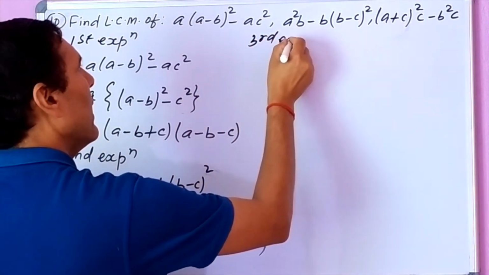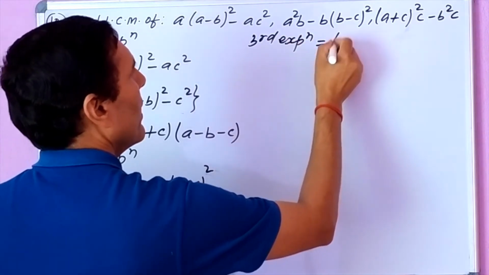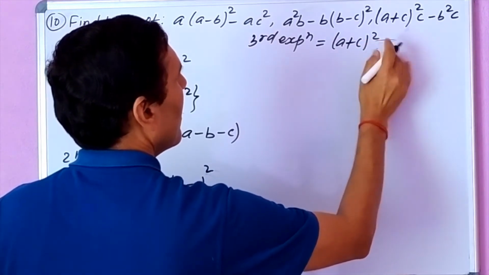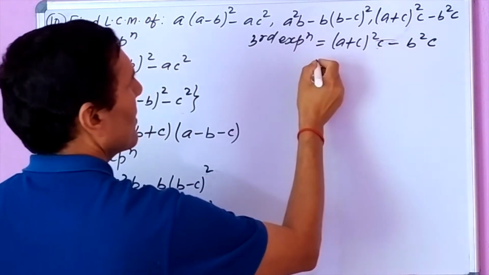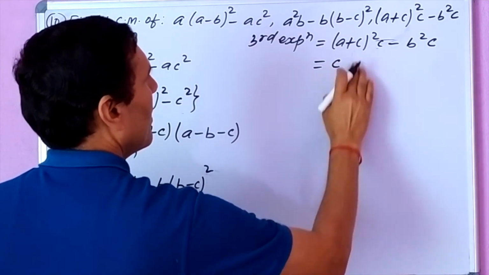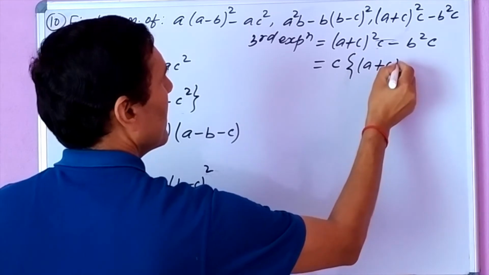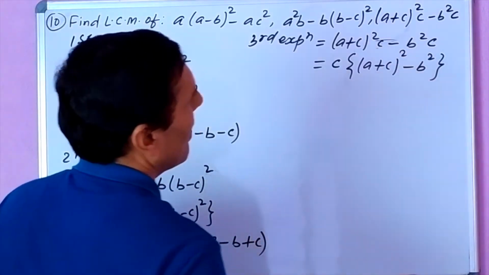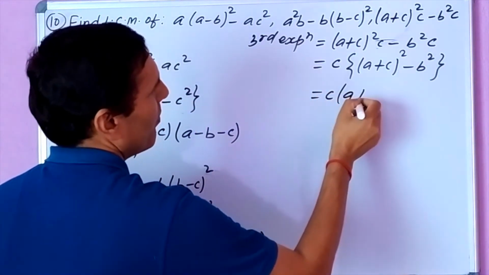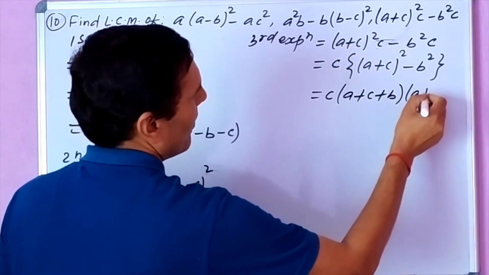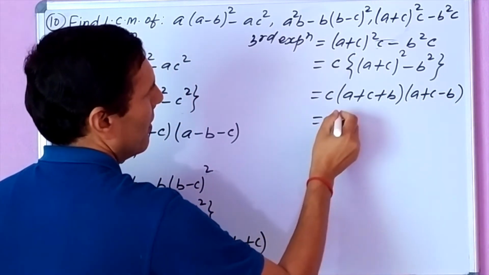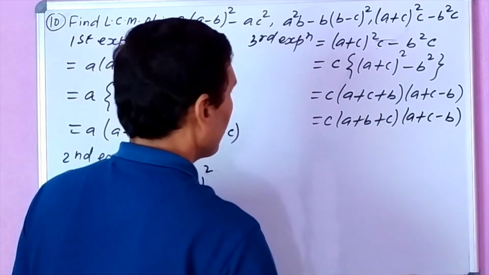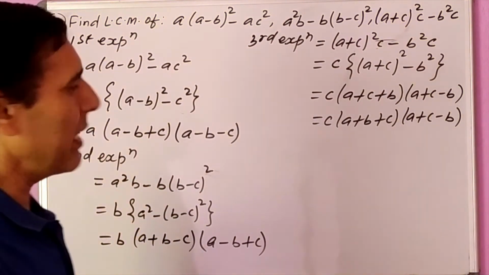And the third expression, we have (a plus c) whole square times c minus b square c. Here also we can take c common, so that there will be (a plus c) whole square minus b square in the bracket. So use the formula of a square minus b square there: c times (a plus c plus b) and (a plus c minus b), or a plus b plus c also you can write for this, and a plus c minus b. So we have factorized all three expressions very easily.